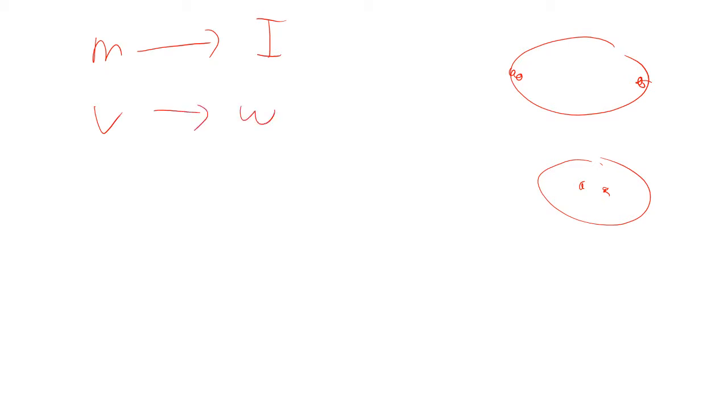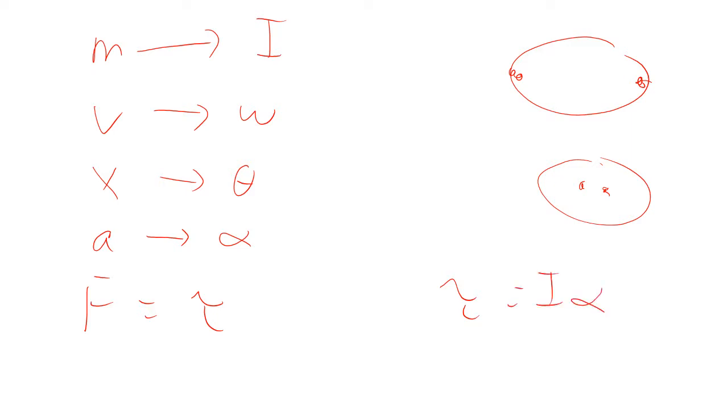Okay. Wherever we used to have a V, we now have an omega. Wherever we used to have an X, we now have a theta. Wherever we used to have an A, we now have an alpha. Notice the relationship here. We used to have an F, we now have a tau for torque. So torque is like the rotational force. A way of thinking about torque is, it tells you how the force relates to this. So torque equals I alpha.